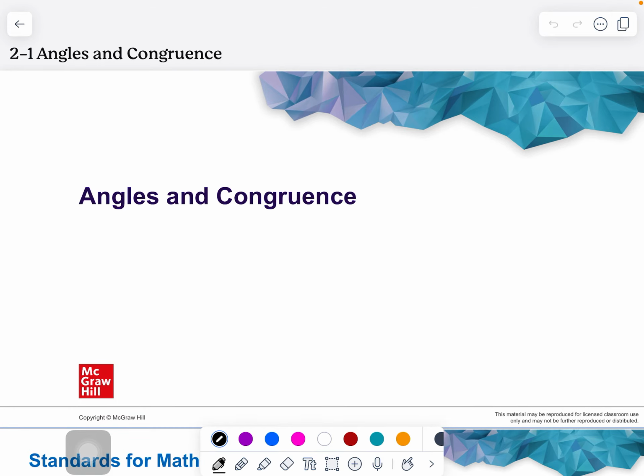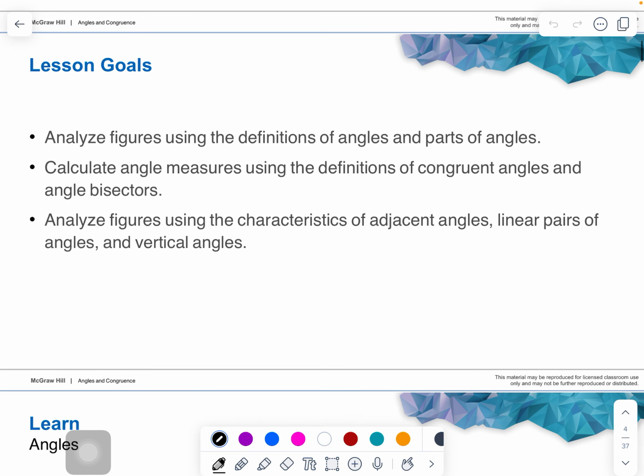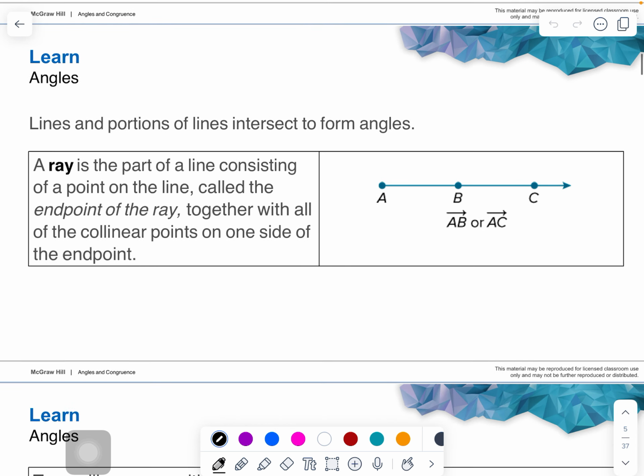All right, starting off 2-1 angles and congruence. We're going to be analyzing figures and calculating angle measures, looking at adjacent, linear, and vertical angles.